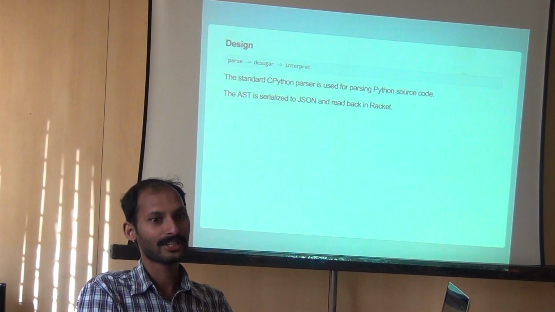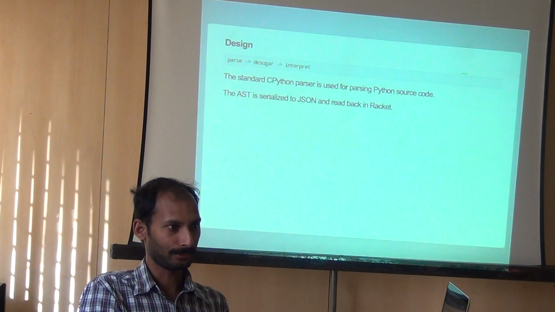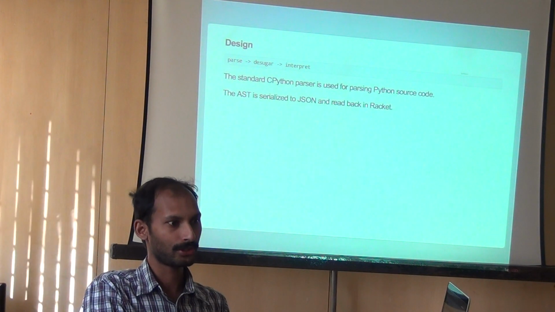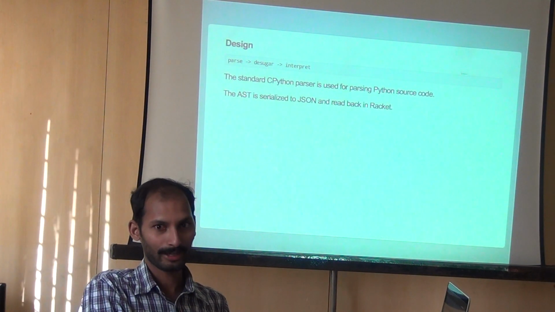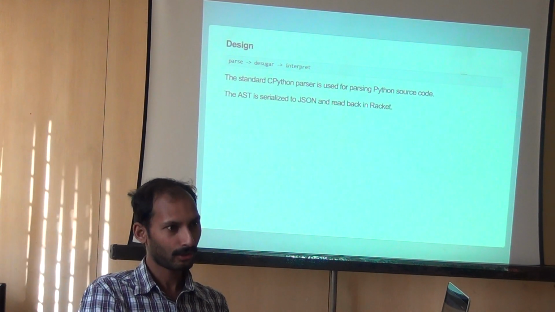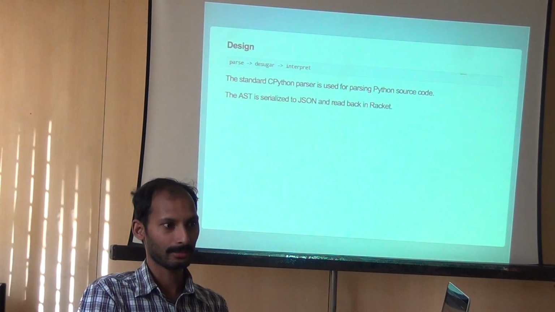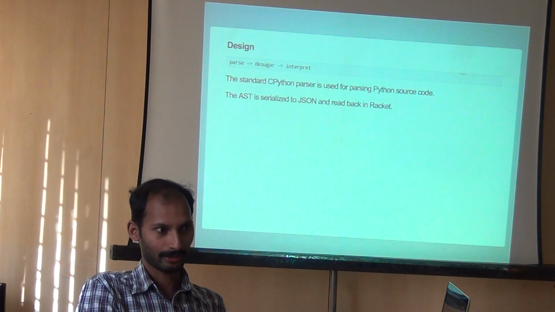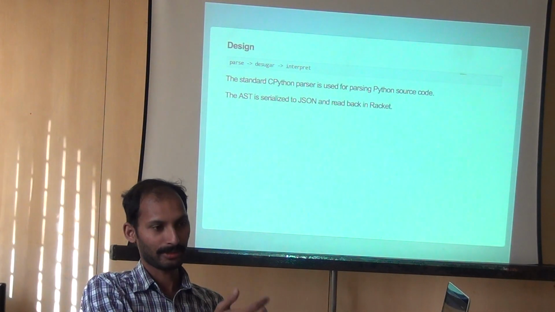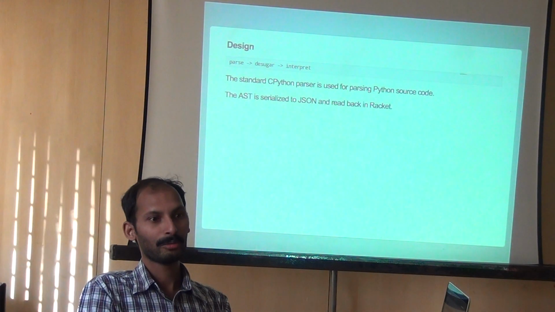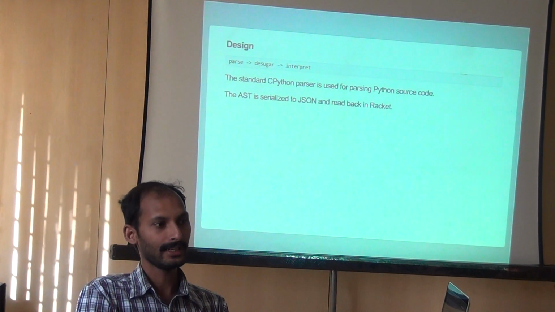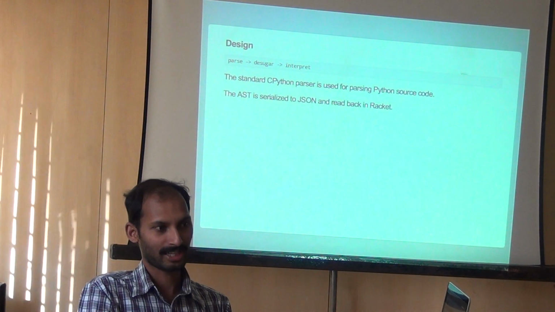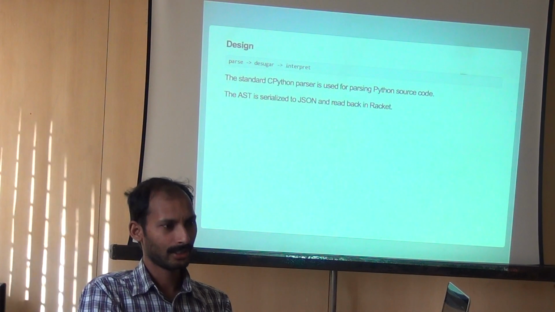This is an implementation of Python 3.2. We need to have Python 3.2 already available on the machine, because we take the code, give it to Python 3, and that gives us back the syntax tree in JSON format, and we read it and then implement it. The interpreter is implemented in a language called Racket, which is a dialect of Lisp and Scheme. I'll show you how it feels.